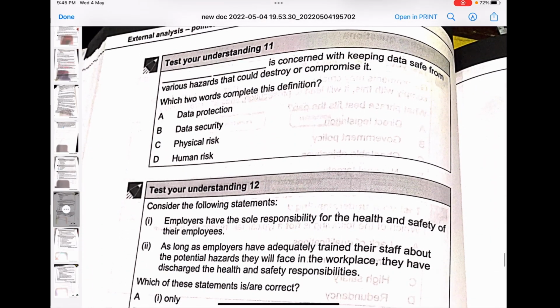Data security is concerned with keeping data safe from various hazards that could destroy or compromise it. The answer is B, data security.